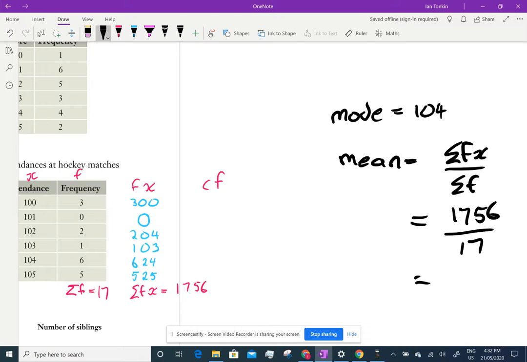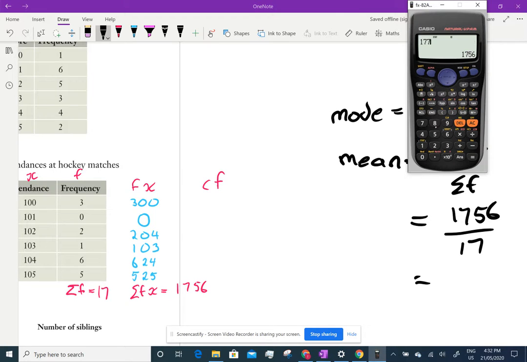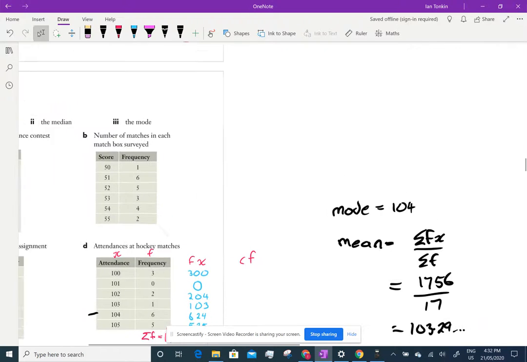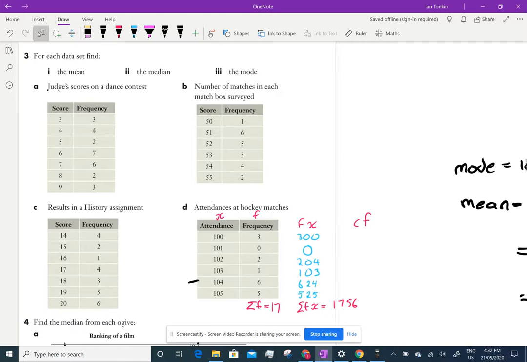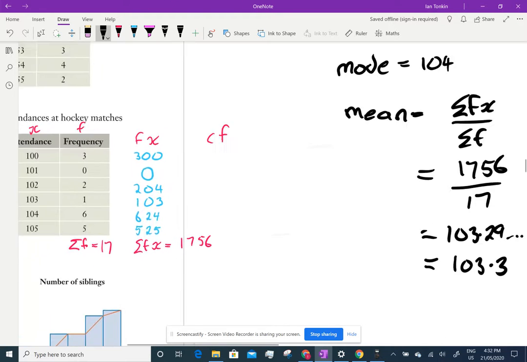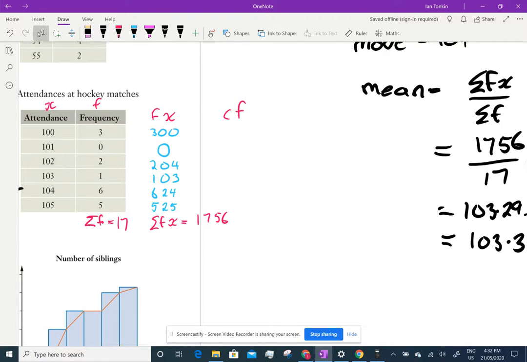D. There we go. Righto. And I get my calculator. 1756. Too many sevens in there. Divided by 17. 103.29 dot, dot, dot. And what do they want it to? They don't say anything, but the answers give it to one decimal place. So we'll do the same, 103.3. And these are attendances, so you can't have 0.3 of a person.